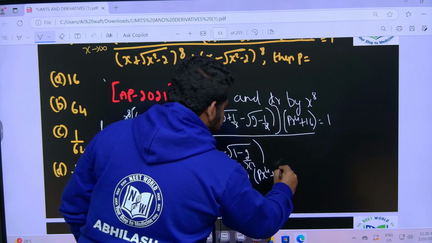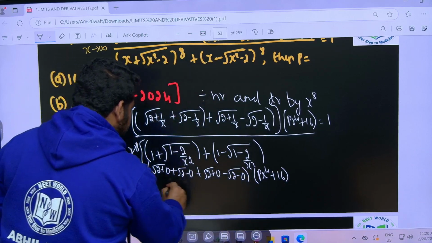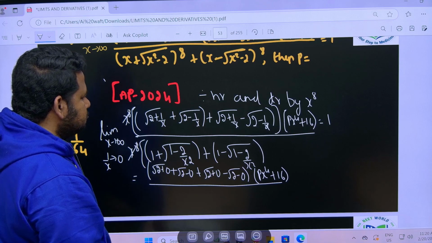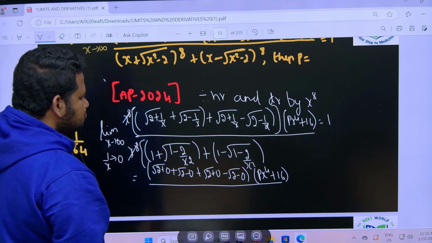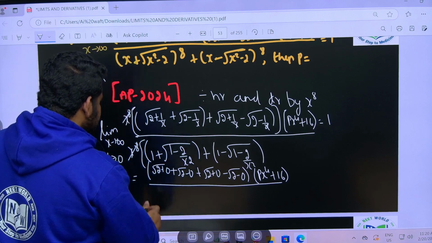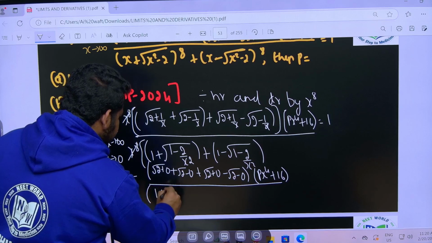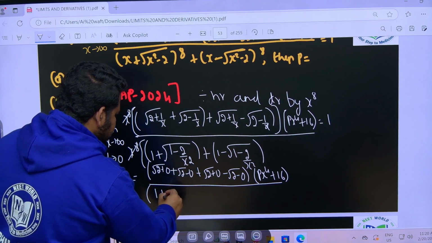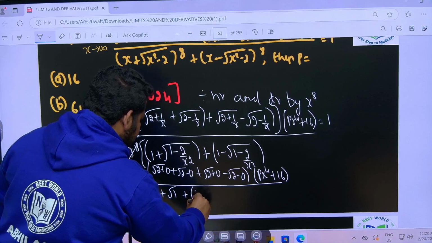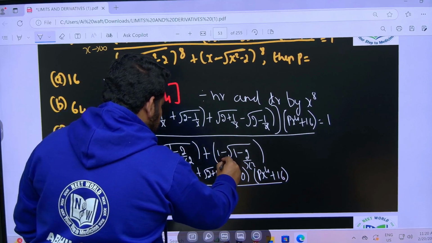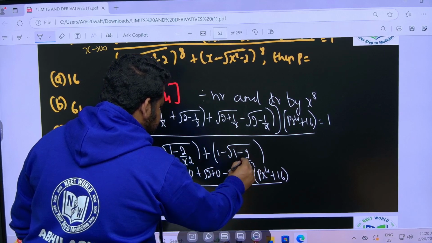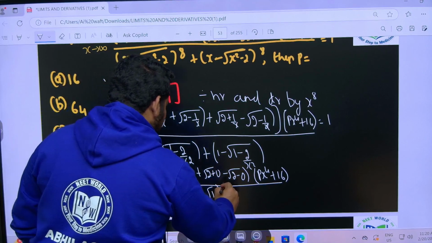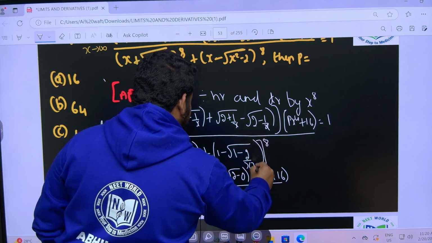Plus 16. P times x to the power of 4 plus 16. So this will be equal to 1 plus 2 by infinity, that will be 0 only. So this will be root of 1 plus 0, and root of 1 minus 2 by infinity, that is 0. So this will be again root 1 minus root 1. So this whole thing will be to the power of 8.